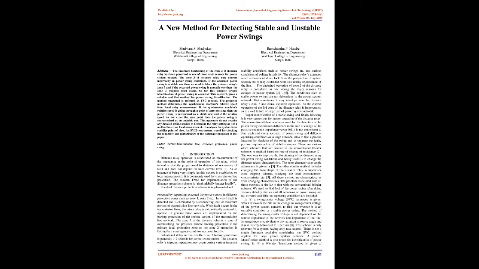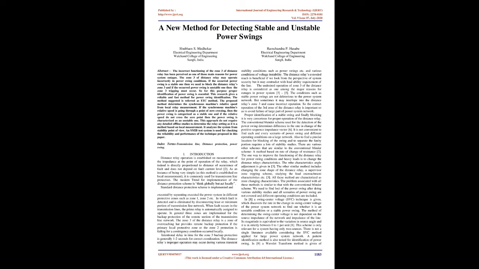Introduction. Distance relay operation is established on measurement of the impedance at the point of operation of the relay, which indeed is directly proportional to the distance of occurrence of fault and does not depend on fault current level 2. As it is very simple, and as this method is established on local measurement, it is commonly used for transmission line protection. The modern trend for implementation of the distance protection scheme is think globally but act locally.